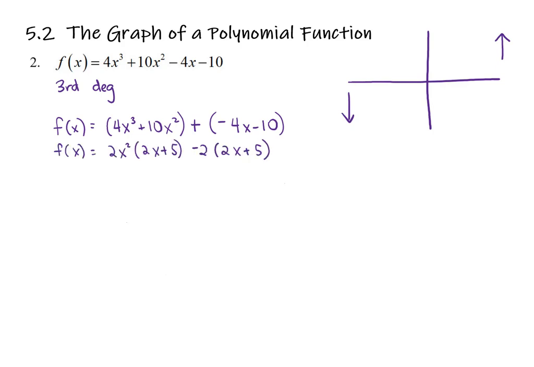And I know I've done a good job factoring if each of the parts in the parentheses match up. And so that means I can collect their coefficients. And so I'm going to get f of x is equal to 2x squared minus 2 and 2x plus 5. And I just noticed that there is a GCF in here. So I'm going to factor that out one more time.